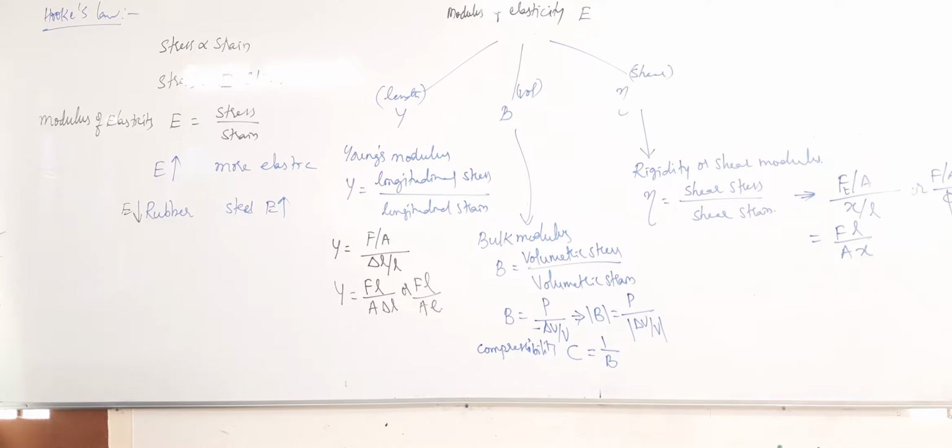Write neatly. Compressibility formula also you write. C is equal to what I can say? Delta V by V whole divided by P.